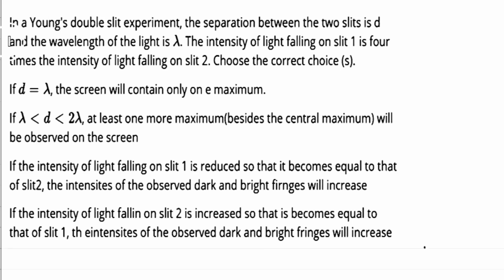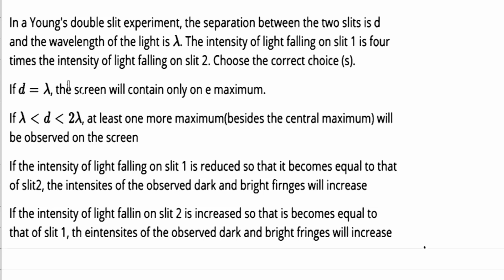Hello everyone, the question is: in a Young's double slit experiment, the separation between the two slits is d and the wavelength of the light is lambda. The intensity of the light falling on the first slit is 4 times the intensity of the light falling on the second slit. Choose the correct option.